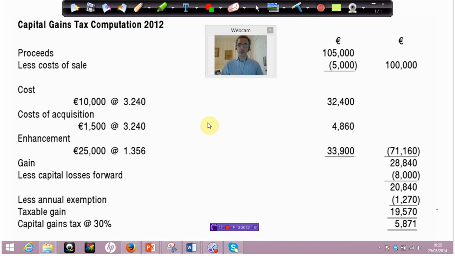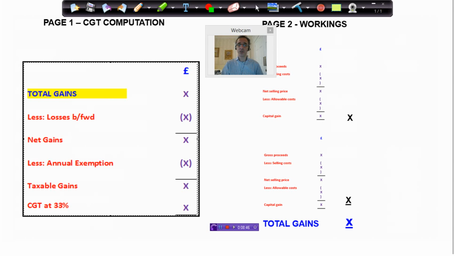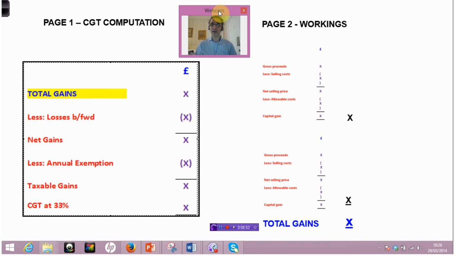Okay, so moving forward from this simple computation, I just wanted to give you a fix on, broadly speaking, how your answer might look when the questions start to get a little bit more complicated. Now, I appreciate you probably can't read the right-hand side of this screen, but you don't really need to see the detail. All that we're talking about there is really having a page 2 of workings, and then you can see that I have a page 1 of a CGT computation.